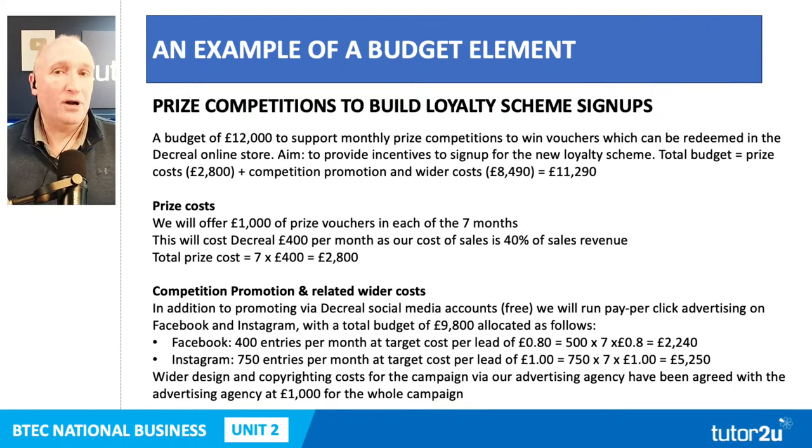We'll also run pay-per-click advertising on Facebook and Instagram, which is actually the same platform, with a total budget of £9,800. Okay, well, what is that? This is where I thought I could just do some simple calculations. So on Facebook, I'll be looking to get 400 entries per month, what Facebook and Instagram would call leads, 400 entries to the competition per month, and I would target to get them at 80p each. I'd run that for 7 months, so that would cost me £2,240.